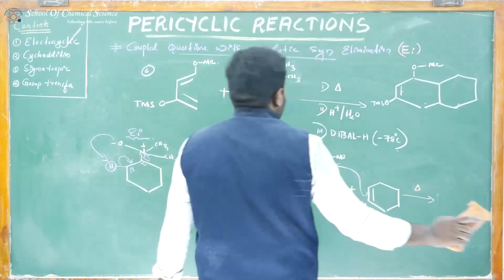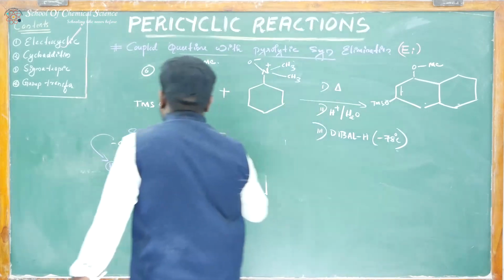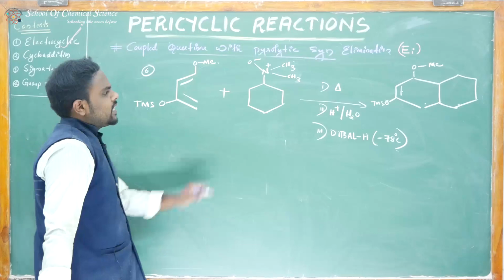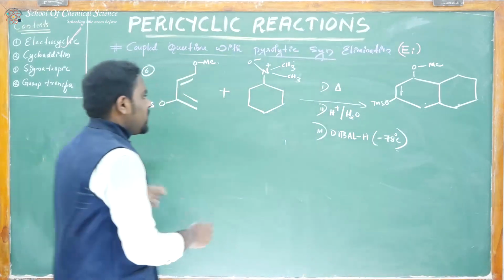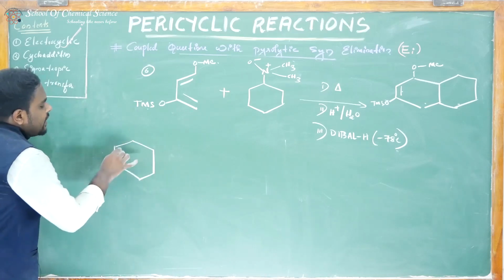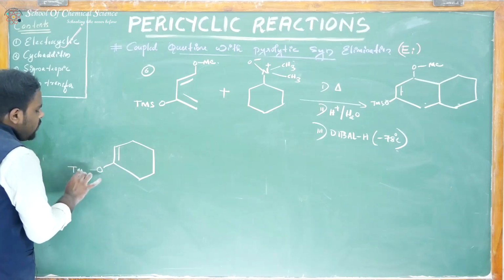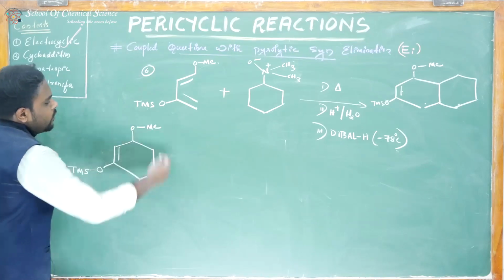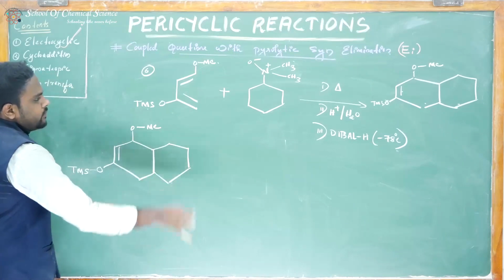So after the cycloaddition step, you get the product. First step is 4 plus 2 cycloaddition. A dienophile is generated, and after the 4 plus 2 cycloaddition, you get that product. So the product, once again: a 6-membered ring. Here a double bond, here OTMS, then here OMe is there. Then the remaining portion of the ring.